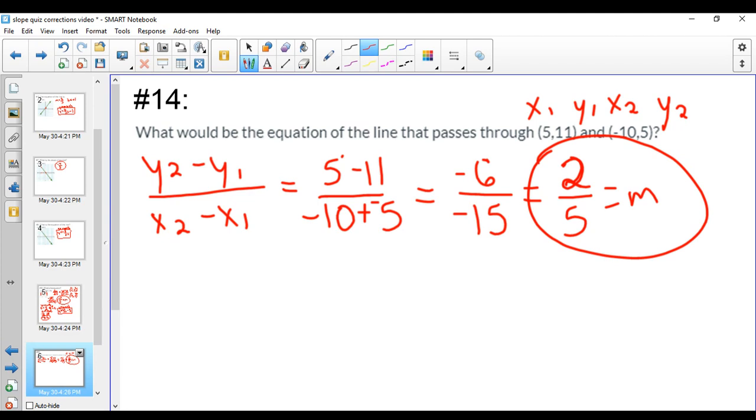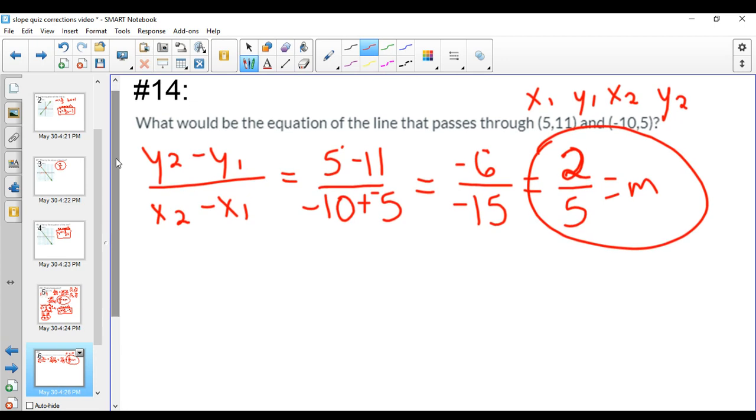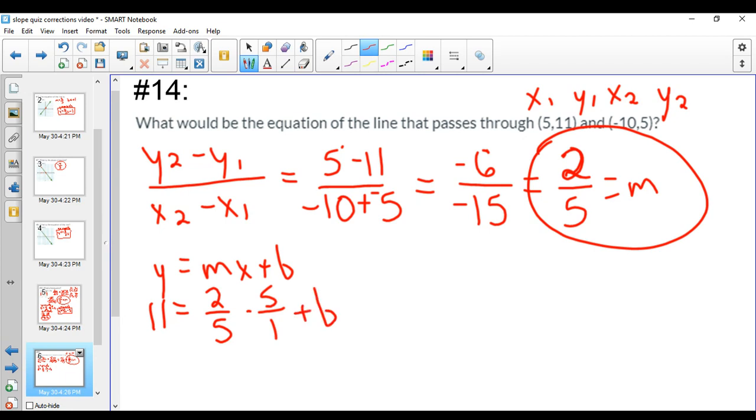Okay, now that we know the slope, we can plug that in one of our ordered pairs to solve for the y-intercept, or b. So using slope-intercept form, y equals mx plus b. Let's just use this first ordered pair, 5, 11. So the y is 11. The slope was 2/5. Okay, for x, we're going to use 5. We'll write it as a fraction, 5 over 1. And then we also have the plus b.